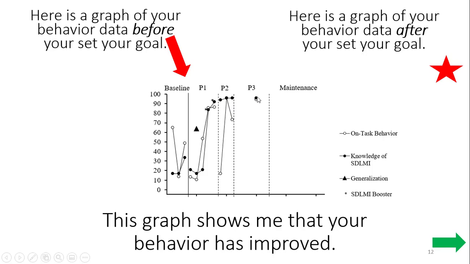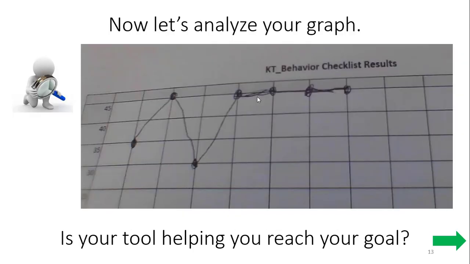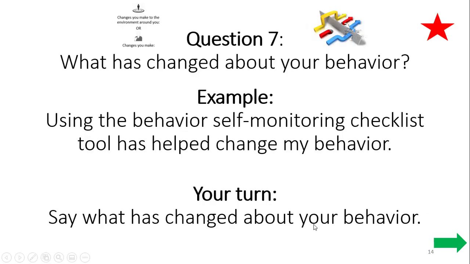So this graph shows me that your behavior has improved after you set your behavior goal. So here is a picture of the graph that you sent me yesterday. Remember, our goal was set at 30. So if you had 3 out of 5 sessions in a row at 30 or higher, then you met your goal. So here I can tell you that you have 4 in a row above or at 45, which is the highest. And that's really great. This tells us that this tool is, in fact, helping you reach your goal.